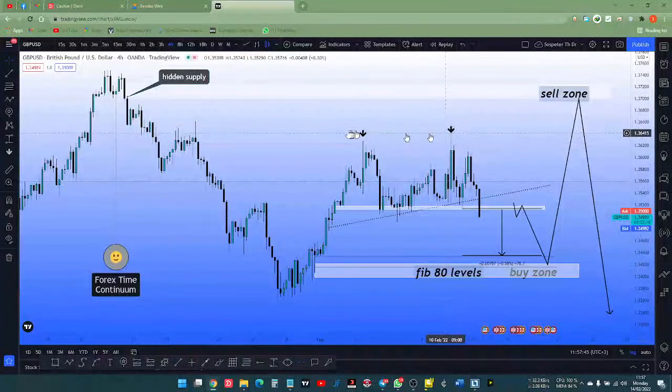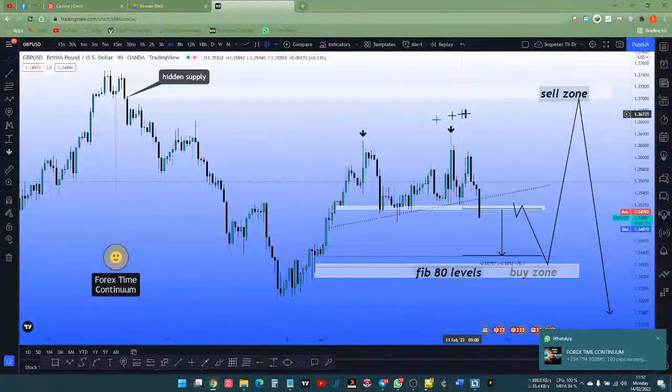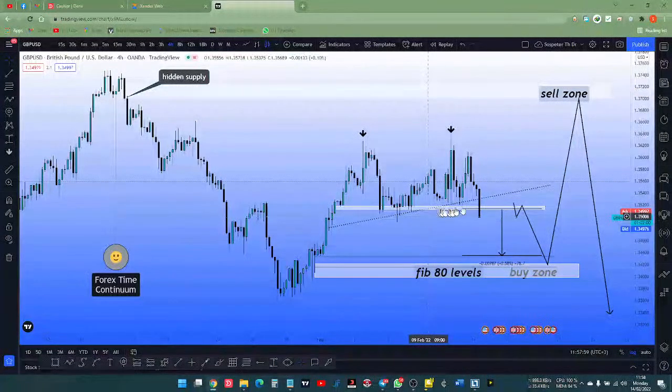As you can see, the price formed fake outs on this supply level, so automatically they will go for the higher levels after they liquidate these equal highs. As you can see, we had trend line liquidity here. This was not part of the video, but I wanted to show you the setups I'm waiting for.